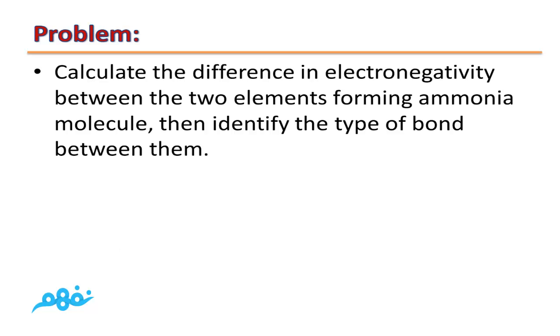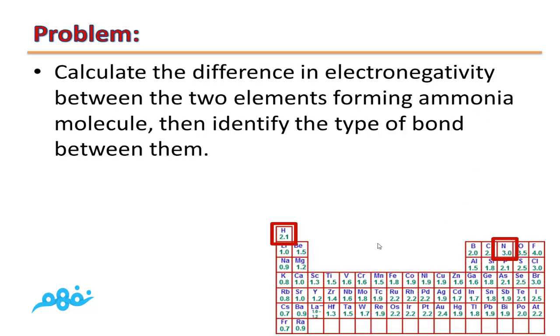Problem: calculate the difference in electronegativity between the two elements forming ammonia molecule. Then identify the type of bond between them. First, we have to know the chemical formula for ammonia. The chemical formula for ammonia is NH3. So we have to calculate the difference in electronegativity between hydrogen and nitrogen.